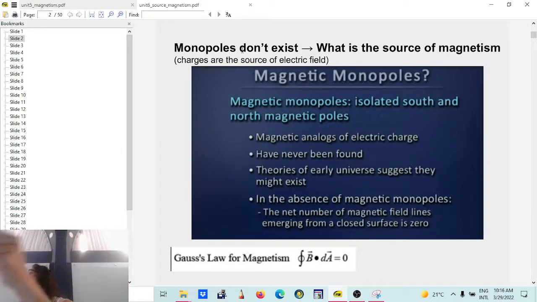Same thing in the Earth, in the outer core, you have moving ions, right? And those moving ions create a magnetic field. Actually, it would be this way, because the magnetic south is at the north pole and the magnetic north is at the south pole.